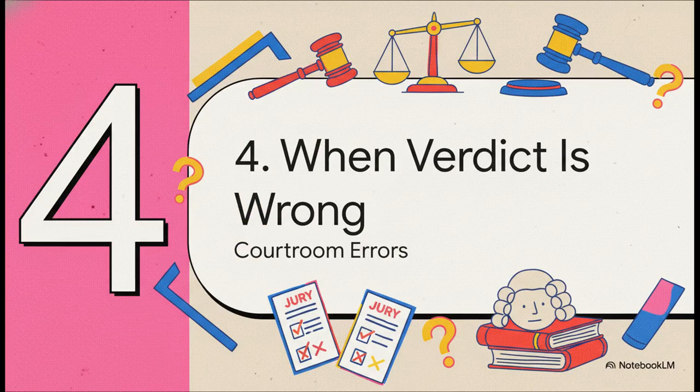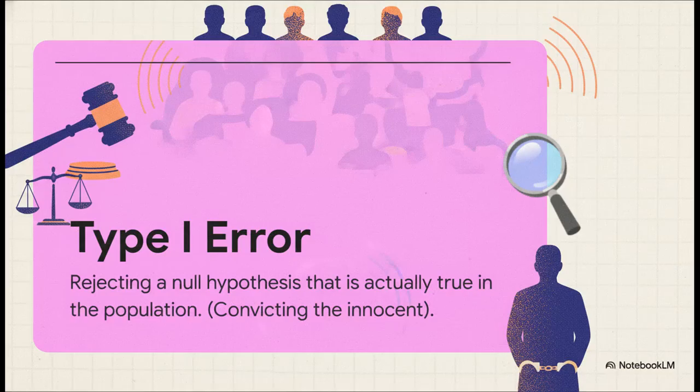But, just like in a real-world trial, the system isn't perfect. Juries can make mistakes, and so can our statistical tests. And there are 2 very specific kinds of errors that we need to watch out for. So the first one is called a type 1 error. In our courtroom analogy, this is the big one, convicting an innocent person. It happens when our data, maybe just by pure random chance, looks so convincing that we reject the null hypothesis, even though the null was actually true all along.